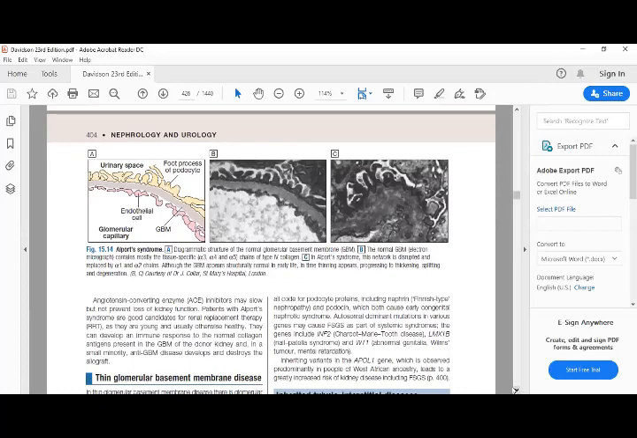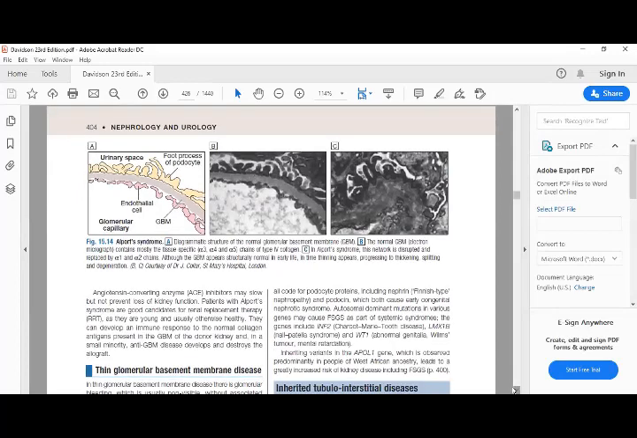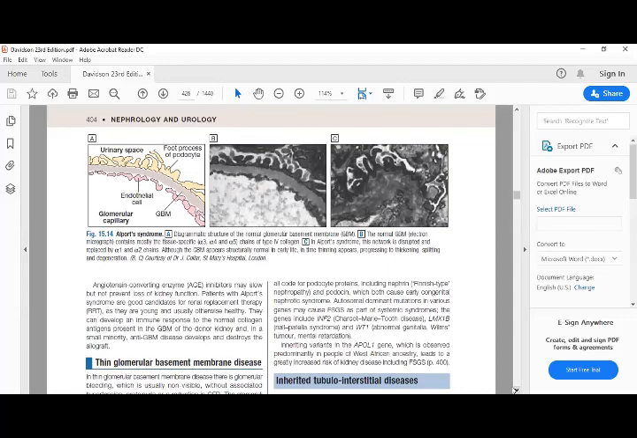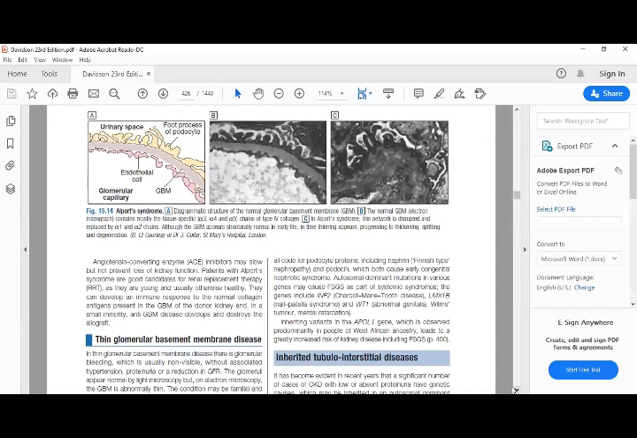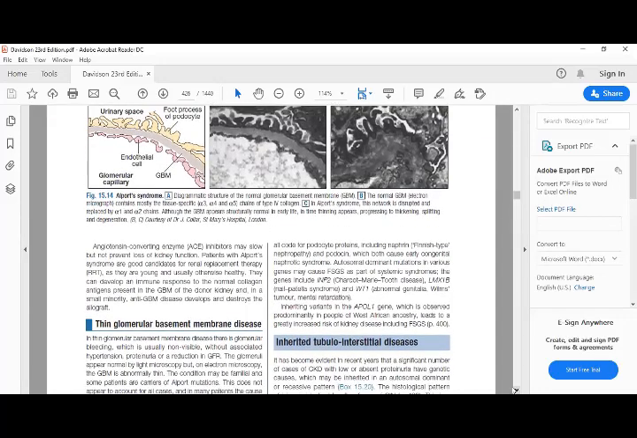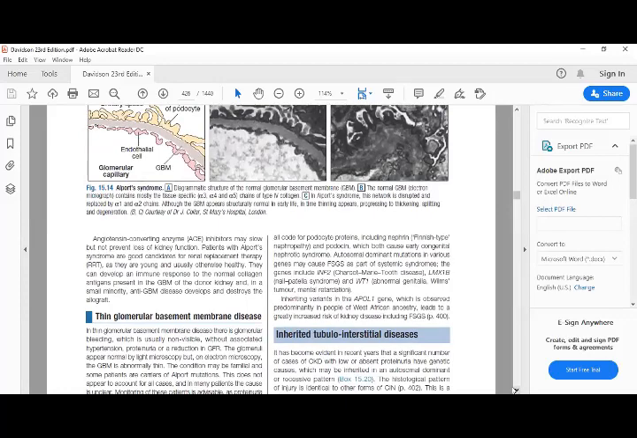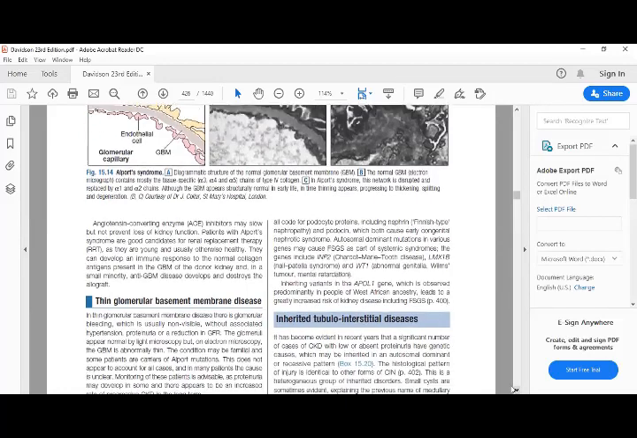They can develop an immune response to the normal collagen antigen present in the glomerular basement membrane of the donor, and in a small minority, develop anti-glomerular basement membrane disease and destroy the allograft.